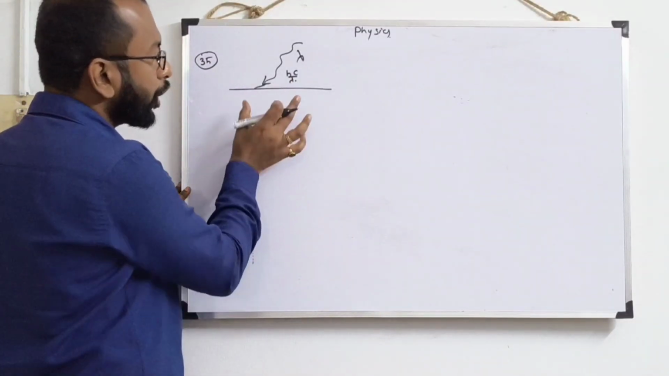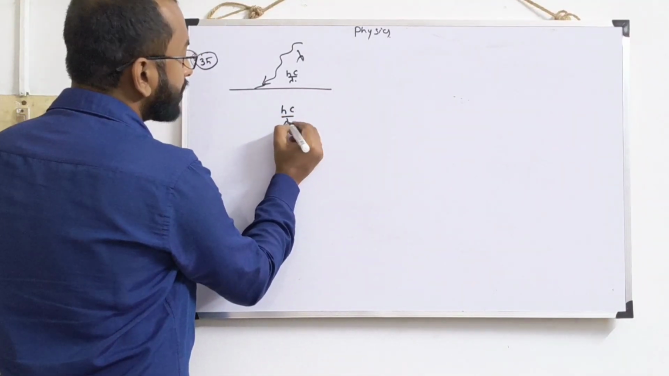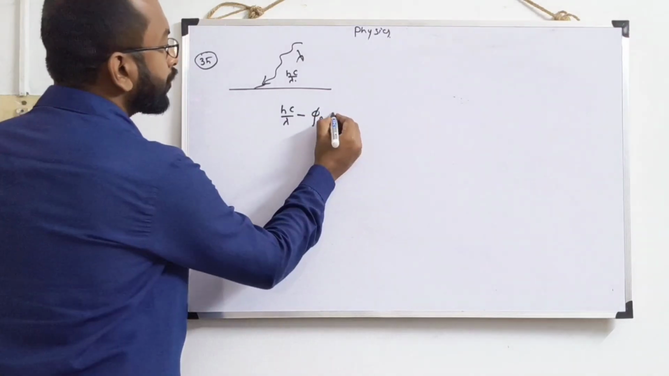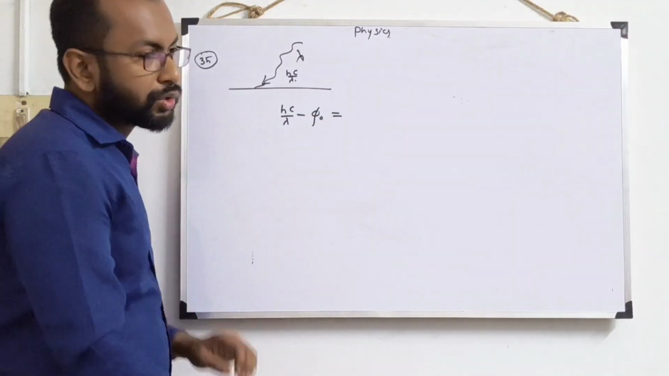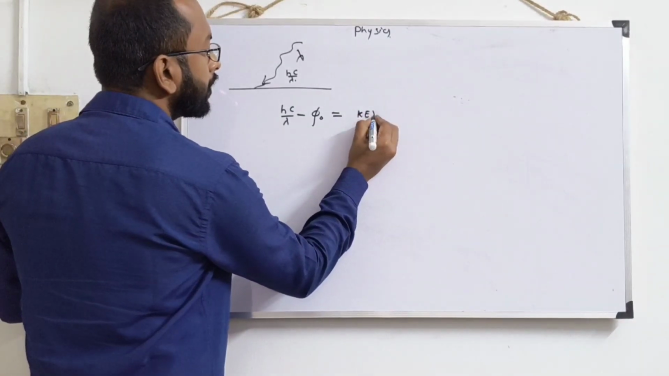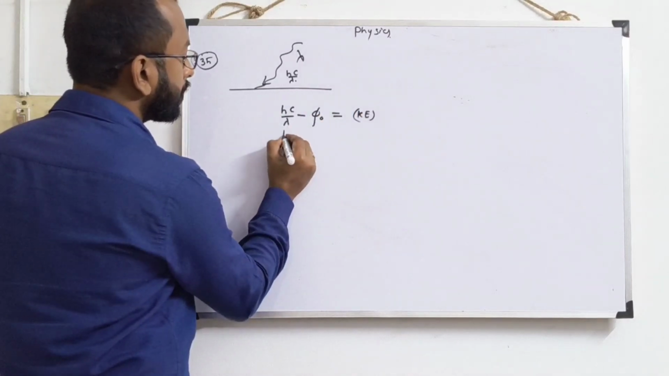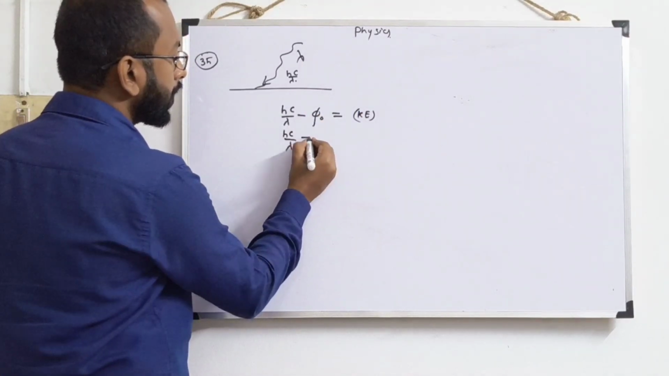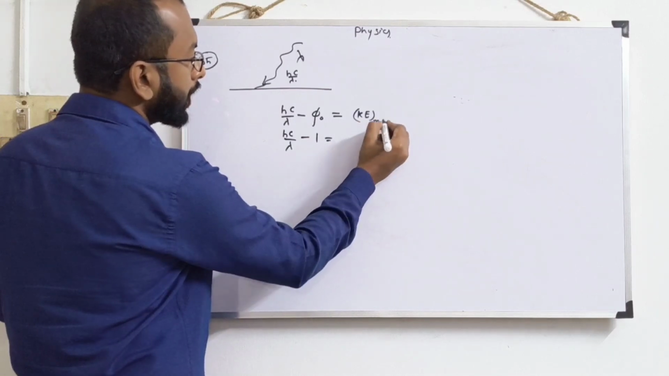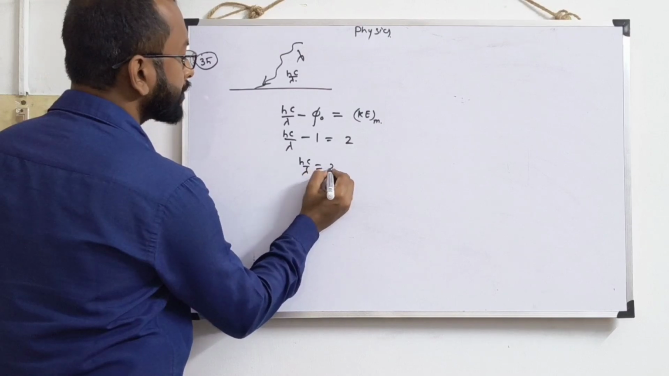And the work function of this metal is phi naught. So the excess energy that is available, that is hc by lambda minus phi naught, is going to be converted to the kinetic energy of the electrons. So we'll just write Ke directly. So hc by lambda, and the work function is given as 1 electron volt, equals Ke max, that is 2 electron volt. So the hc by lambda value you got, that is 3.